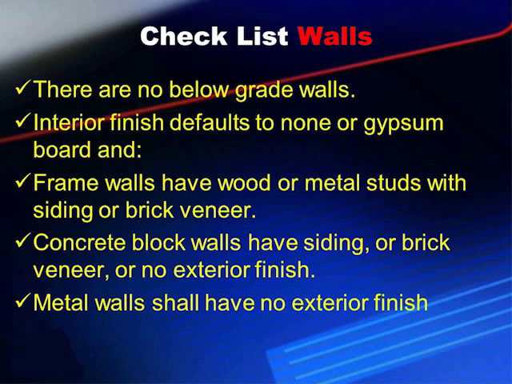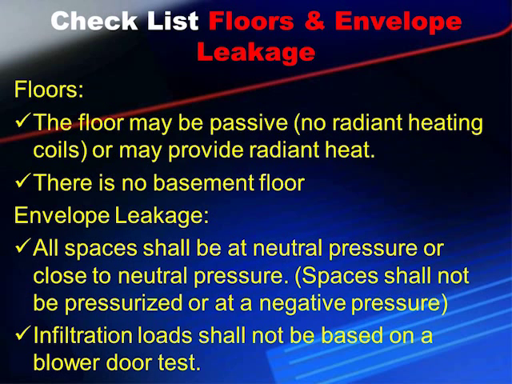First of all, let's look at walls. There are no below grade walls. Interior finish defaults to none or gypsum board and the following. So that's for all of them. Frame walls have wood or metal studs with siding or brick veneer. Concrete block walls have siding or brick veneer and no exterior finish. Metal walls shall have no exterior finish.